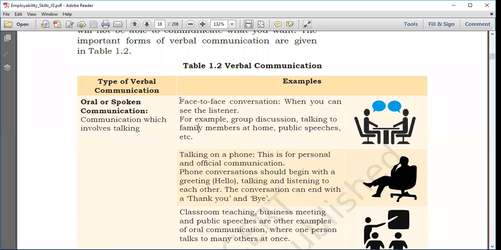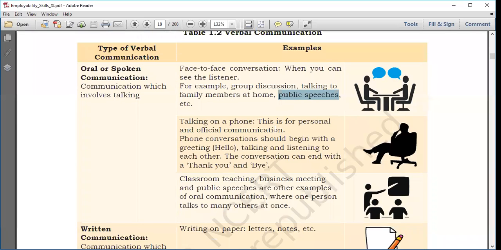इसमें क्या क्या examples हैं? Face to face communication, where you can see the listener. Face to face is where both people are sitting in front of each other and they are just talking to each other. For example, group discussion, talking to family members at home, public speeches. So these are all face to face communication where the speaker can see the listener, right?